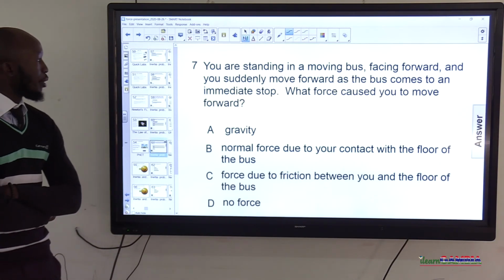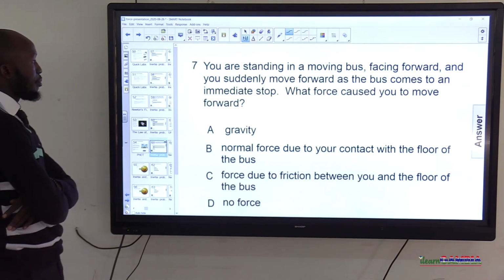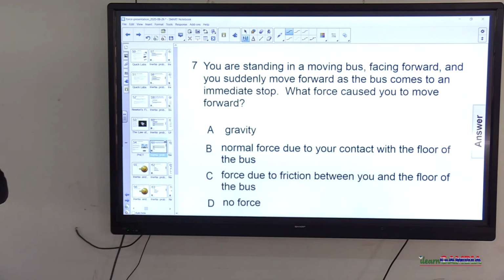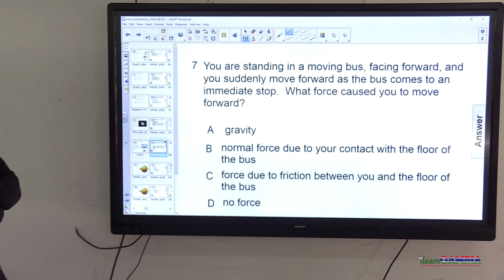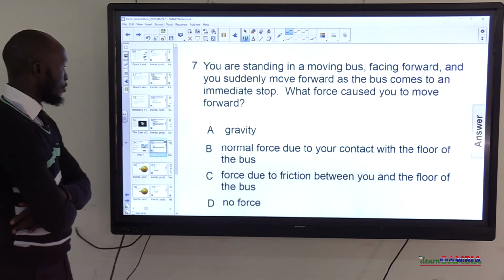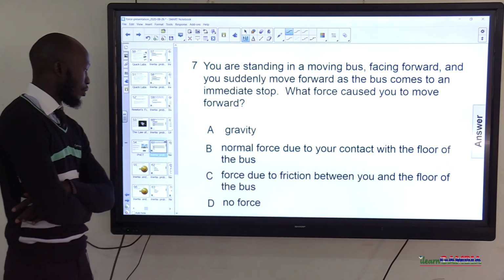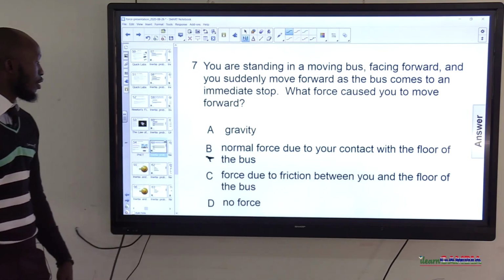Now you are standing in a moving bus facing forward. This is a similar question: you suddenly move forward as the bus comes to an immediate stop. What force caused you to move forward? A, gravity; B, normal force due to your contact with the floor of the bus; C, force due to friction between you and the floor of the bus; and D, no force at all. The right answer would have been the normal force due to your contact with the floor of the bus.